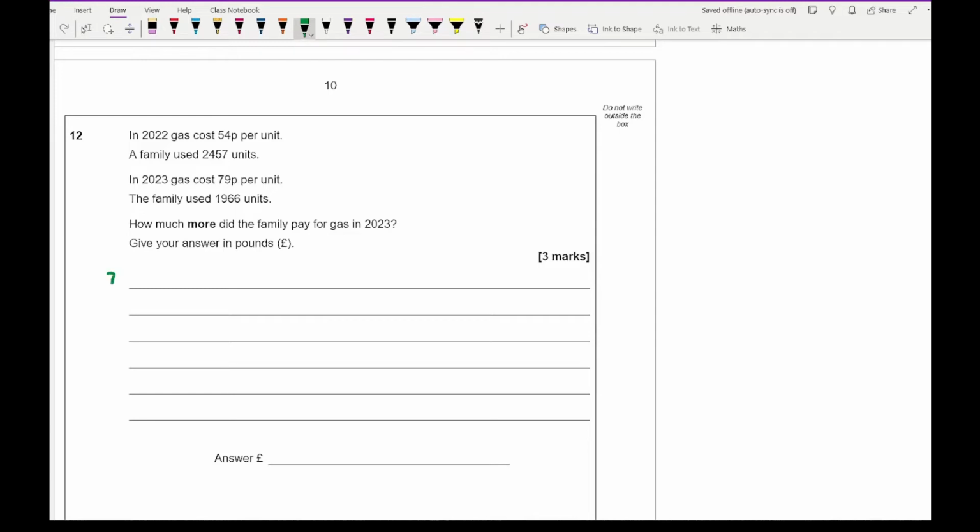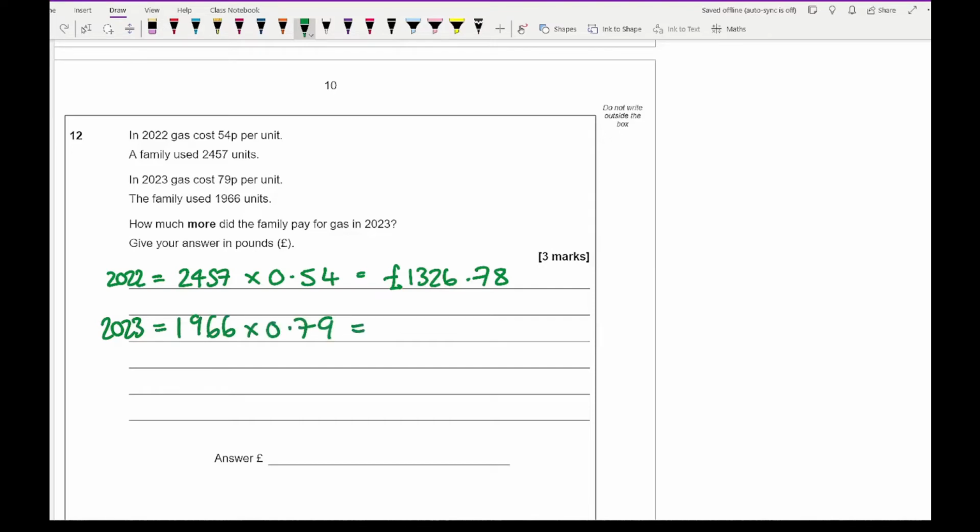So first of all, in 2022, the calculation we need to do is 2457 multiplied by, now I'm going to work in pounds, so it's going to be 0.54. And again, if you did 54, that would just be fine, but you're then working in pence. So that gives me a total of 1326.78. And then in 2023, the calculation is 1966 times 0.79, and if I type that into my calculator, I get an answer of 1553.14.